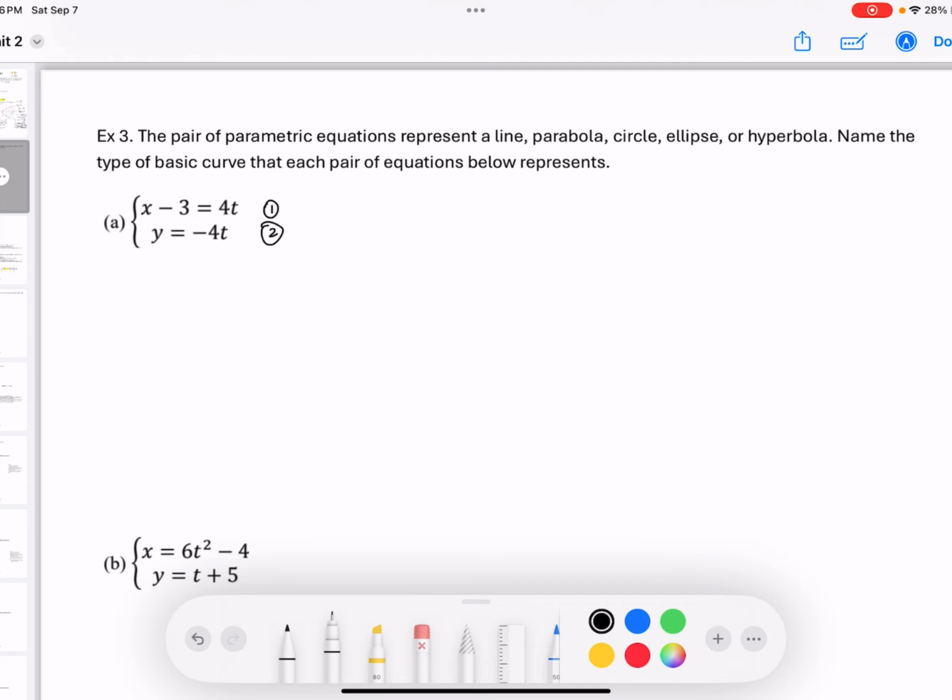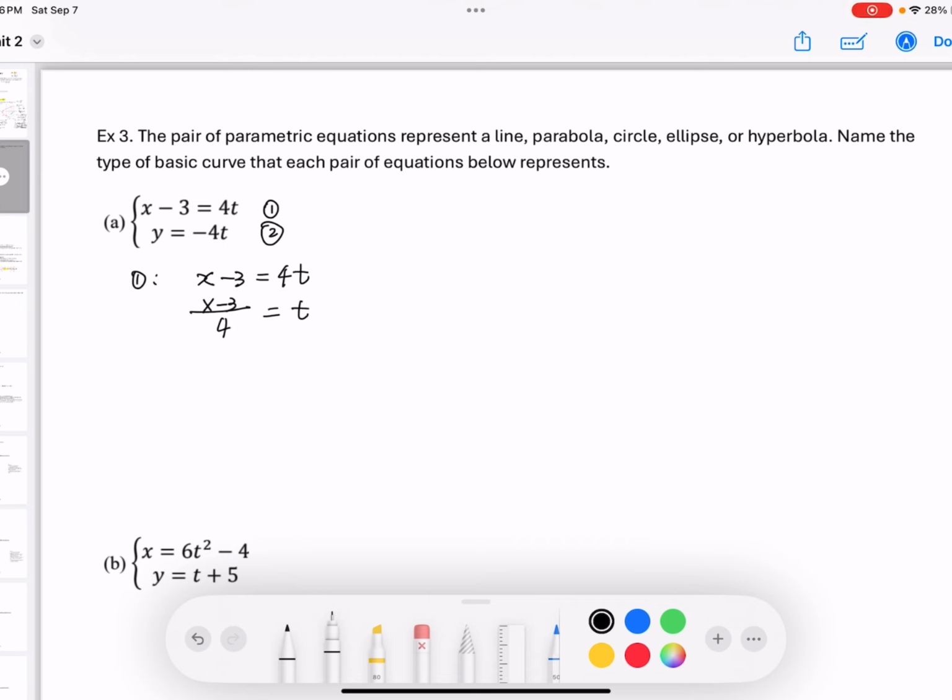First step, I will choose the one I feel is easy. These two are both linear equations, and they both look easy to me. If you start from the first one or the second one, you get the same relationship between x and y. Starting with the first one, isolate t: x minus 3 is 4t, divided by 4 on both sides, so (x minus 3) over 4 is equal to t.